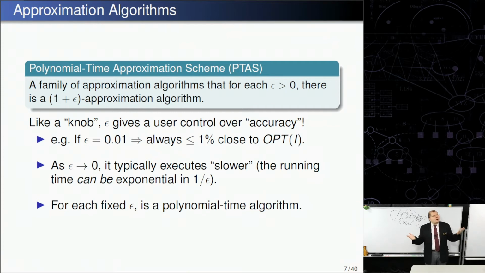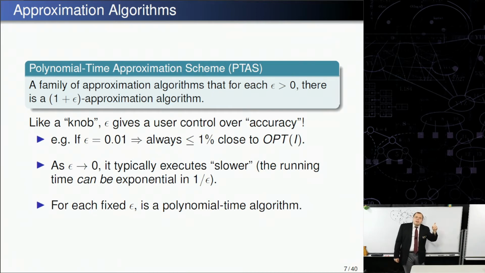Now you might ask, Dan, why would I care about that? Well, it's quite simple. If I have a whole family of approximation algorithms, I get to select what epsilon is when I want to actually use this thing. Because it's not just one approximation algorithm, it's a whole scheme of them. It's the whole family of them. So I can think of epsilon like a dial that I can turn.